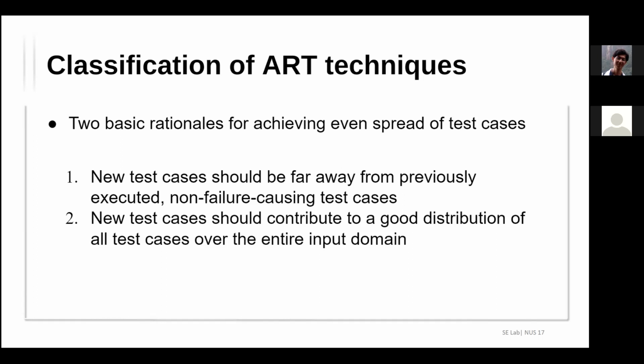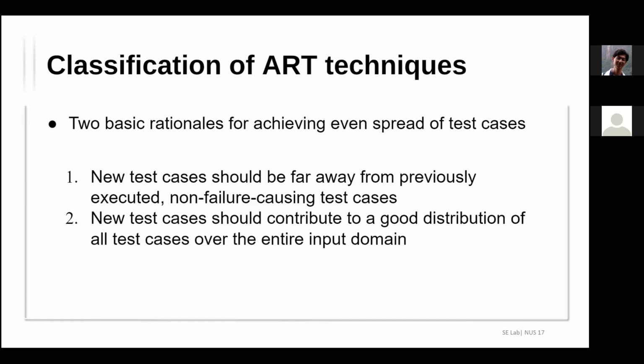The first is that new test cases should be far away from previously executed non-failure causing test cases. This is what we talked about earlier, a reasonable assumption given that failures are clustered, in the sense that failure cases in the input domain are clustered into contiguous regions. Then obviously, when we find a non-failure causing test case, you want to move as far away from it as possible to find a new failure causing test case. This is what this rationale is supposed to be for.